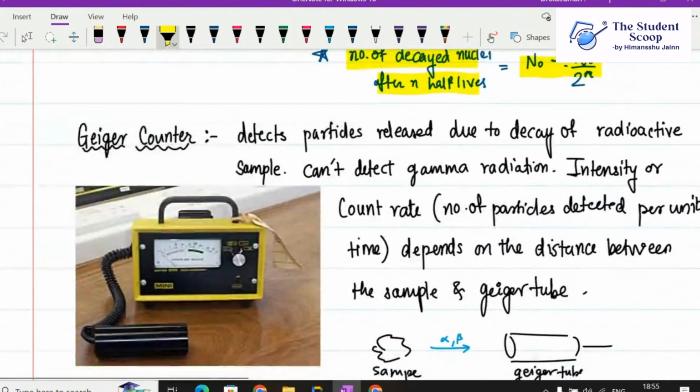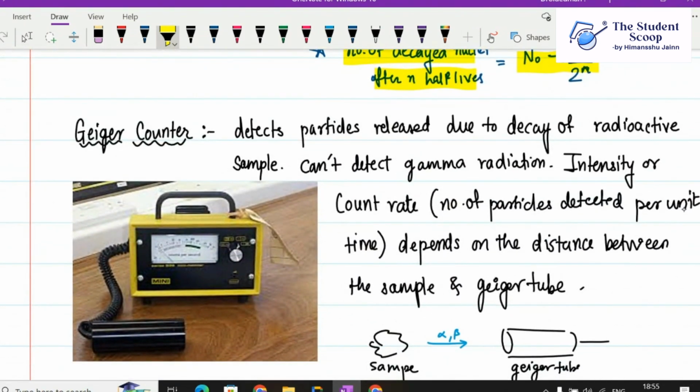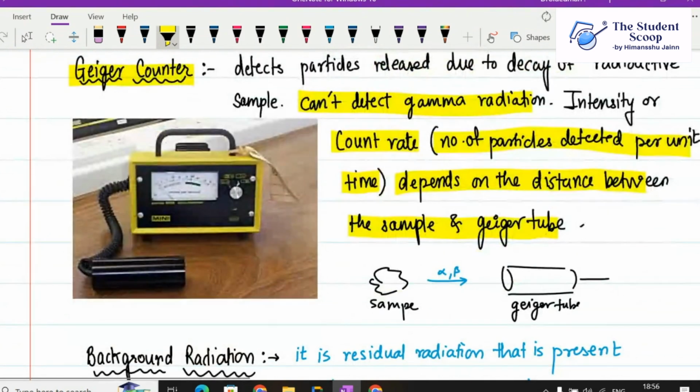Then we have devices like the Geiger counter. A Geiger counter is what we use to measure how many decays are happening per unit time. It detects the particles when you place it near a radioactive sample. It can't detect gamma radiation, but it does detect other radiation like alpha and beta. The intensity of the count rate, which is the number of particles detected per unit time, depends on the distance between the sample and the Geiger tube. We have a sample that keeps on decaying, and then a Geiger tube, which counts each particle detected, and we get a count rate based on it.